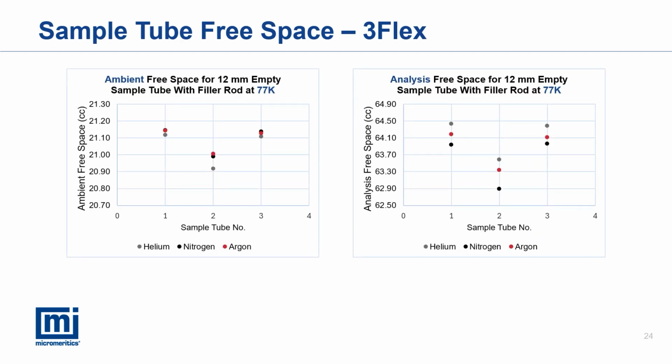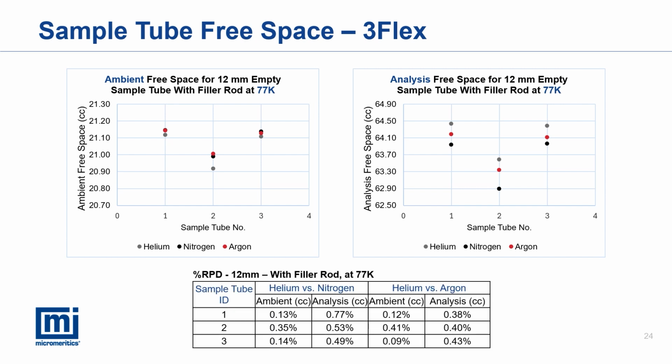Next, we have the results obtained for ambient and analysis free space values in empty 12 mm 3Flex sample tubes with check seals and filler rods analyzed at liquid nitrogen temperature. Again, using helium to compare, the relative percent difference for each is less than 1%.